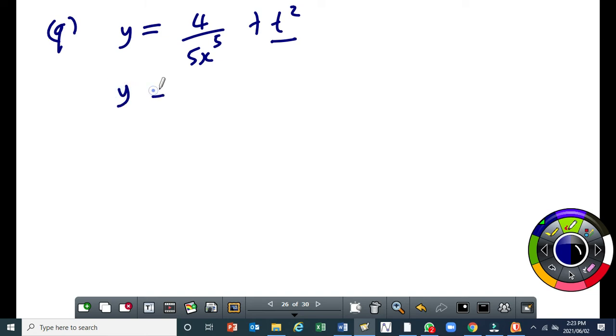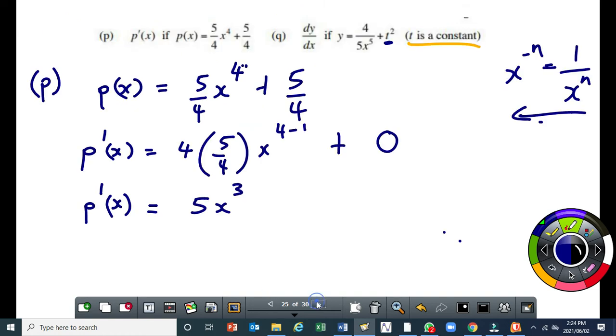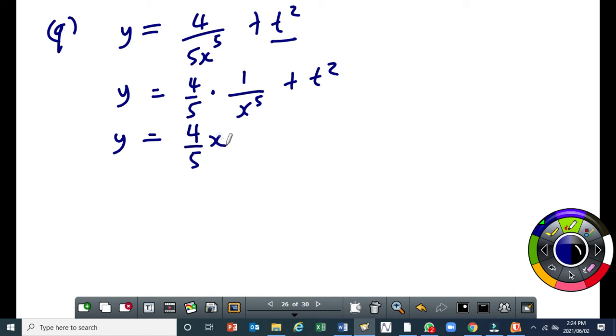So we can write this as y. I'm not finding the derivative as yet. I need to simplify that expression. So this is the same as saying 4 over 5 times 1 over x to the power of 5 plus t squared. If I use the law which I wrote here on this page, you end up having 4 over 5 times x to the power of minus 5 plus t squared. Now it's simplified. The x is no longer part of a denominator, therefore I can now find the derivative. This is not the derivative. I'm just using my knowledge of exponents and algebraic expression.